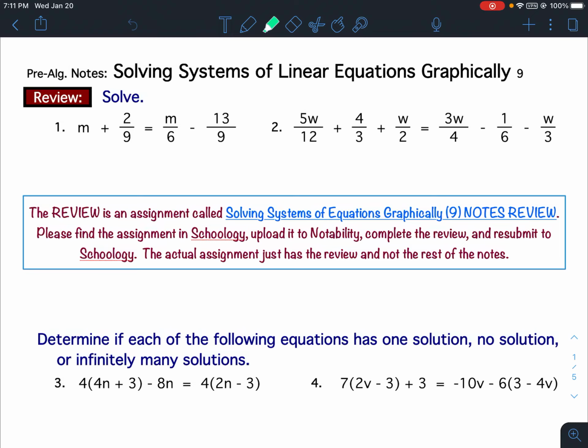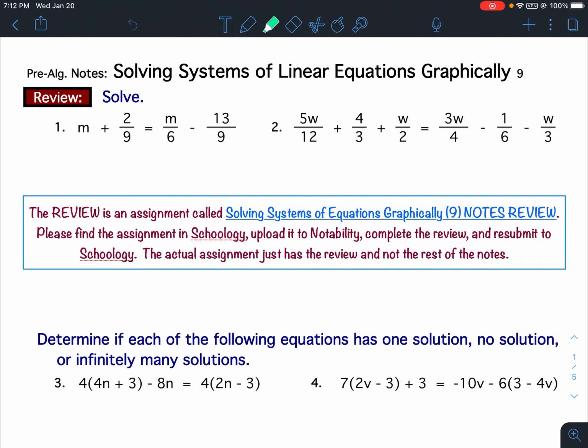Solving Systems of Linear Equations Graphically, Lesson 9 Notes, the review. The review is a separate assignment called Solving Systems of Equations Graphically Notes Review. Find it in Schoology, upload it to Notability, complete it there, and then resubmit it. It's the 4 questions you see here.